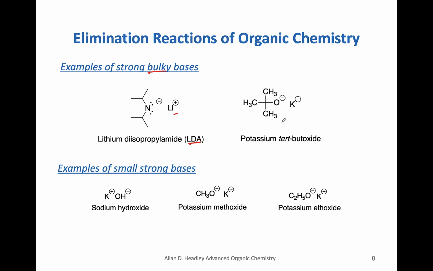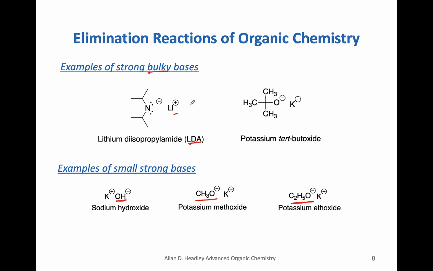Another bulky base here is the tert-butoxide. As you can imagine, we have 3 alkyl groups around the basic oxygen here. So that's bulky. Small bases, as you can imagine, are OH and of course the methoxide. If you get any larger than ethoxide, then that may be bordering on being a bulky base.